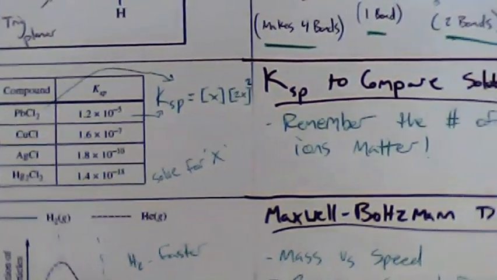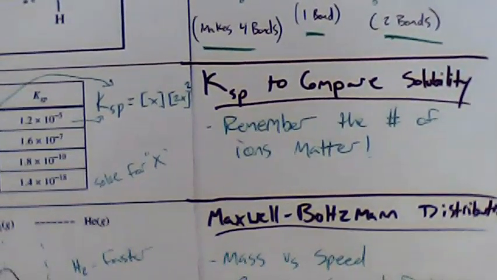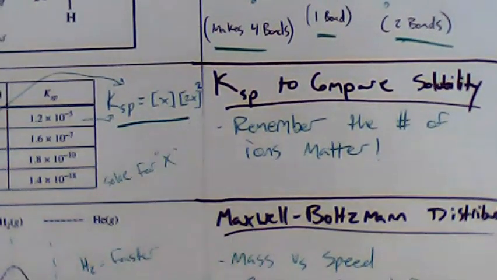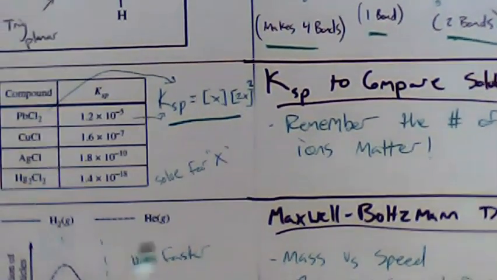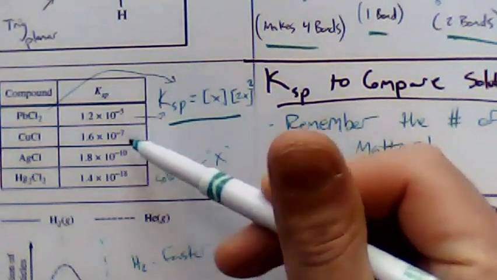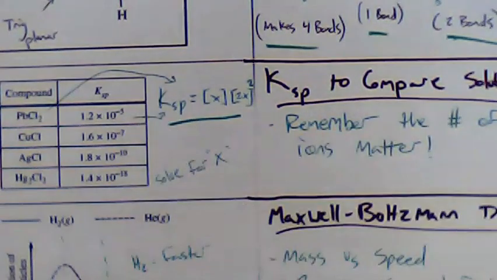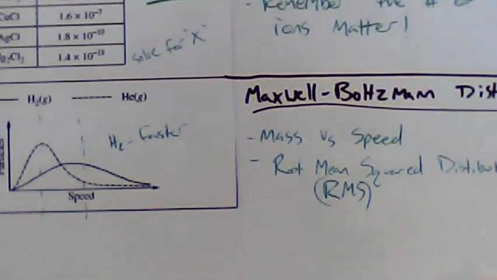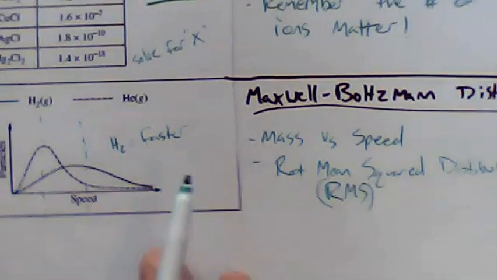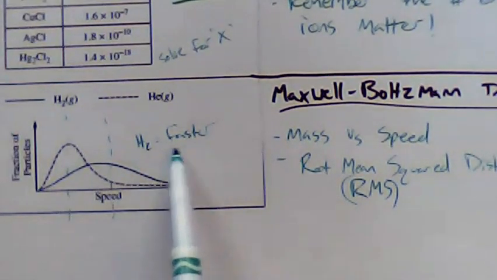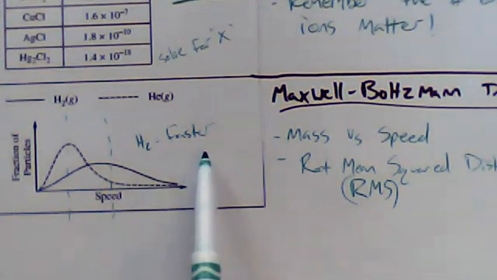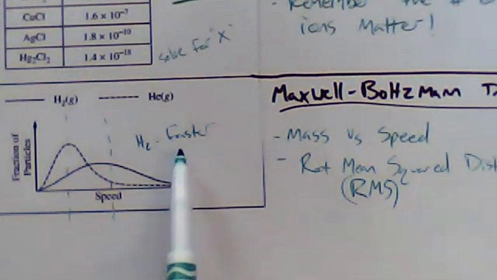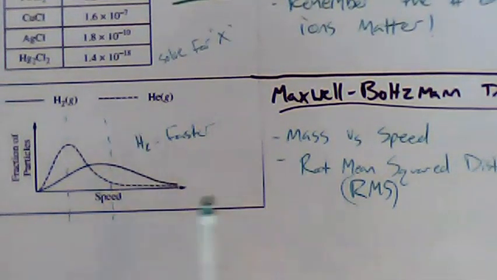Down here, looking at Ksp, the solubility product constant. So it would look like that. Could you solve for x given this information? Could you look at these and say which one is the most soluble or the least soluble? Here's a Maxwell-Boltzmann distribution. So we are looking at which gases travel faster and maybe why. Hydrogen would be the one traveling faster because it's lighter, right? It has a molar mass of 2 versus a molar mass of 4 for helium.